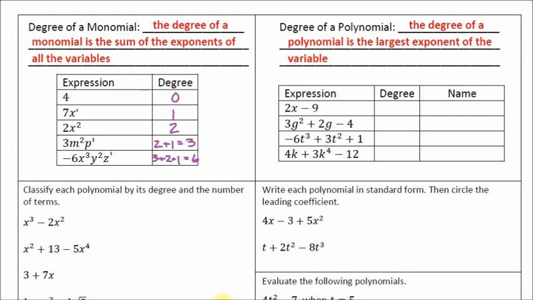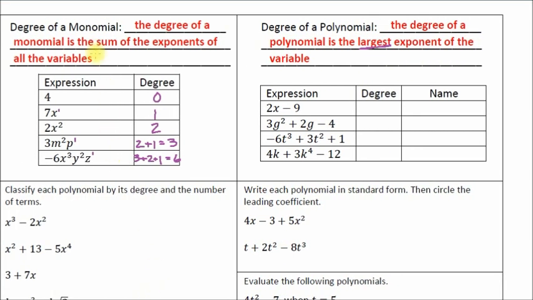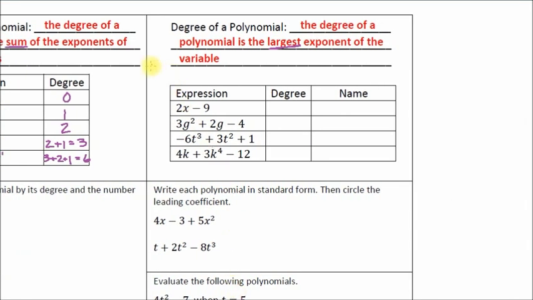Okay, let's take a look at degrees of polynomials. This is done a little bit different. The degree of a polynomial, remember a polynomial has more than one term. The degree of a polynomial is the largest exponent of the variable, whereas the degree of a monomial is the sum of the exponents. So let's see how this works out. 2x minus 9. The x has an exponent of 1 on it. That's the largest exponent of any variable in this expression. That means the degree is 1.